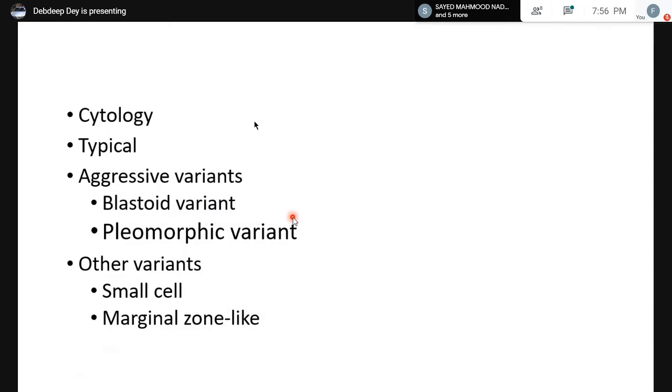Therefore, you have to do your cyclin D1 and SOX11. Remember, DLBCLs can also have cyclin D1 positivity. Therefore, it is imperative that you also do SOX11, and in more difficult cases, you can always do FISH. Other variants which are not that clinically significant are the small cell variant and the marginal zone-like variant.